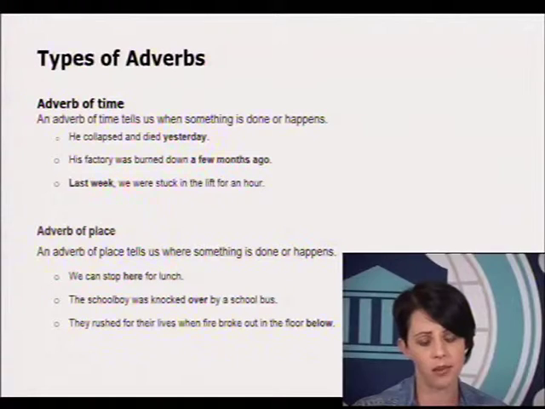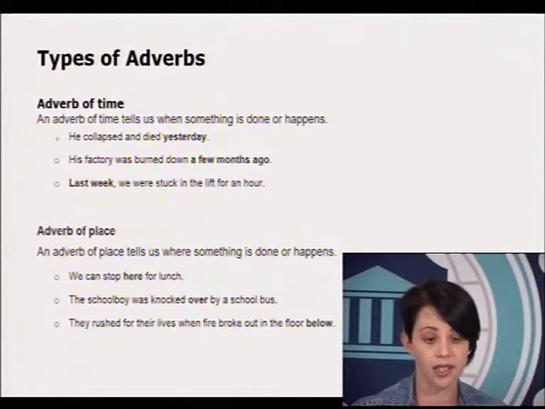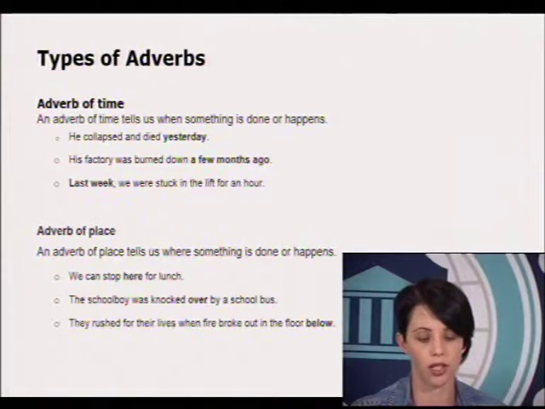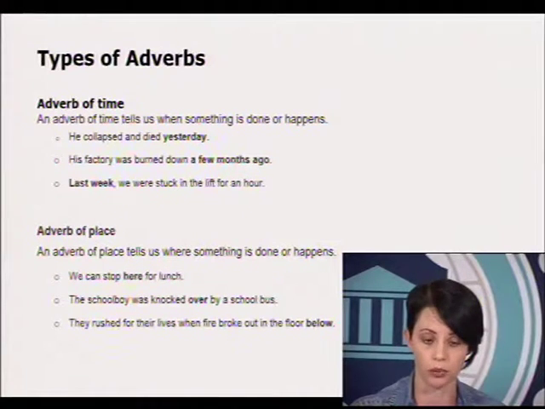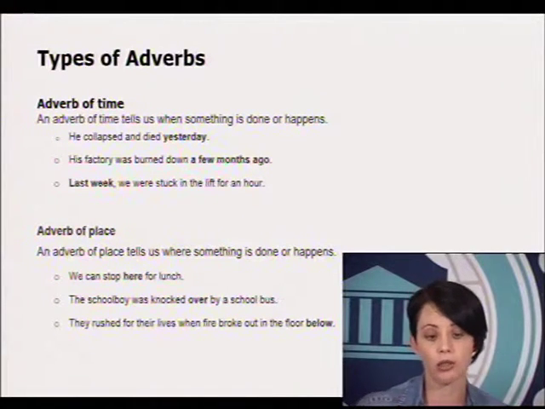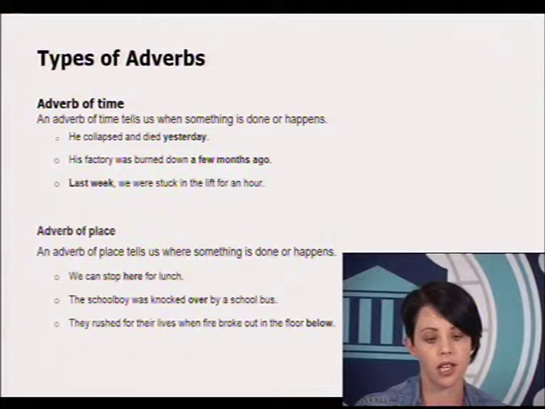Then the second one is adverb of place. An adverb of place tells us where something is done or happens. We can stop here for lunch. So it determines where you want to go. Within the sentence, they're not saying what the here is, but here would be the place. The schoolboy was knocked over by a school bus. So how did it happen? Over. They rushed for their lives when fire broke out in the floor below. And there are many, many more examples.